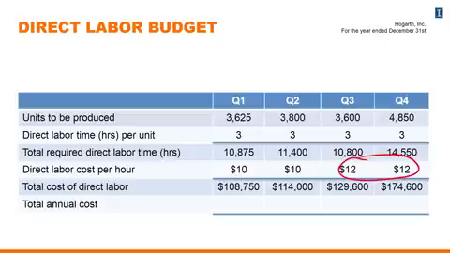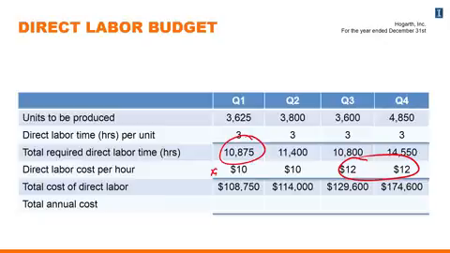Perhaps we have more specialized employees during those quarters or more people with more experience, and we have to pay them a higher wage. Regardless, we can calculate the total cost of direct labor. $10 per hour multiplied by the number of hours that is required in each quarter yields the total cost of direct labor for that quarter.